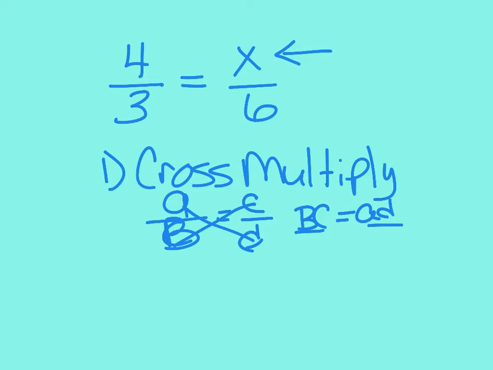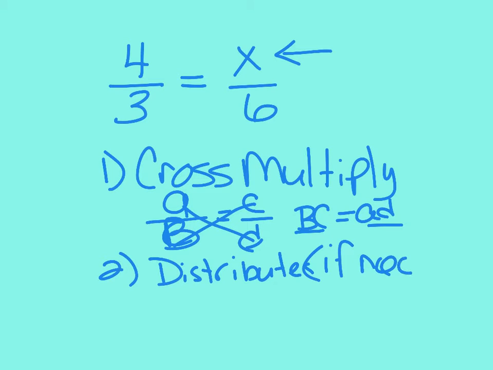The second step is distribute. Distribute if necessary. You're not going to do it all the time, only if you have to, if it's there. And then the last thing is to solve. Isolate your variable and solve.